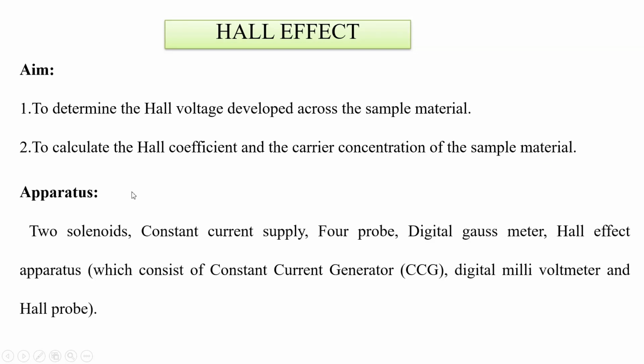For this, we require the apparatus: a solenoid, a constant current supply, a 4 probe, a digital Gauss meter, and a Hall effect apparatus which consists of a constant current generator, a digital multimeter or voltmeter, and a Hall probe. So these are the apparatus which we require.